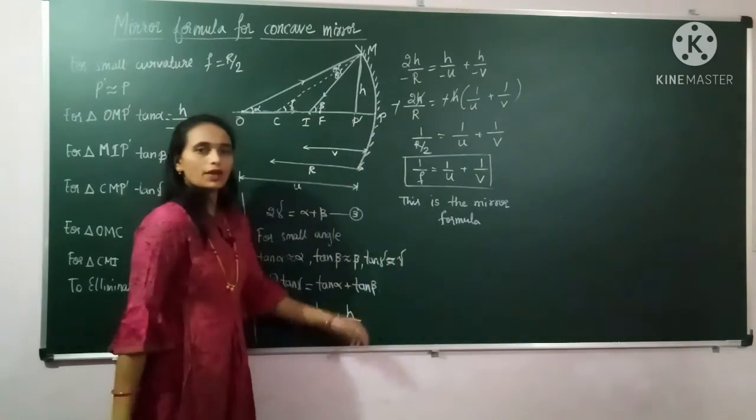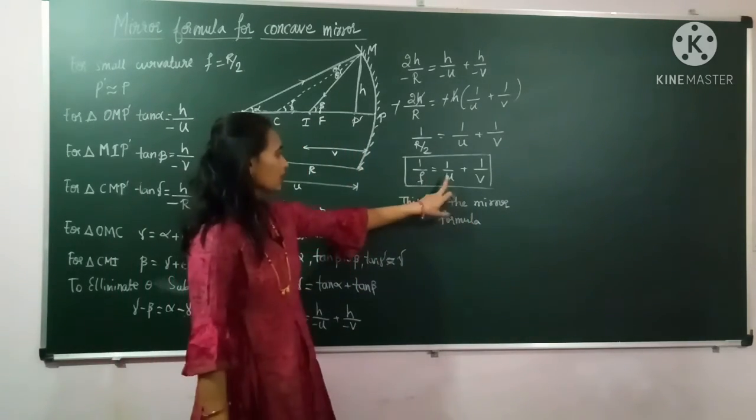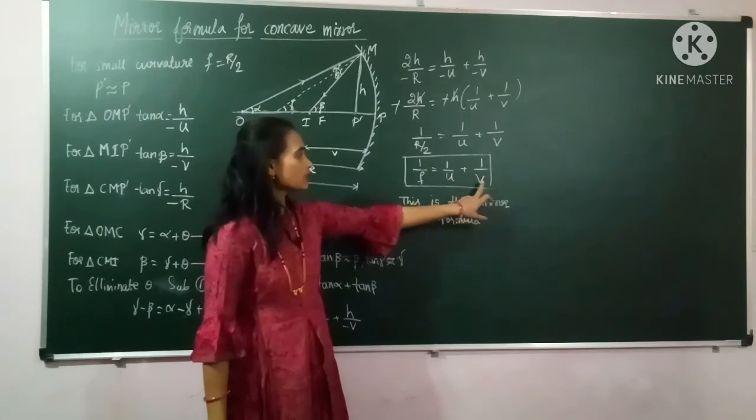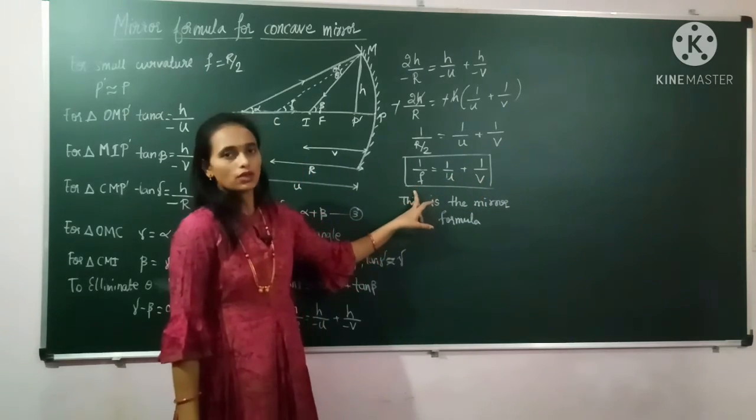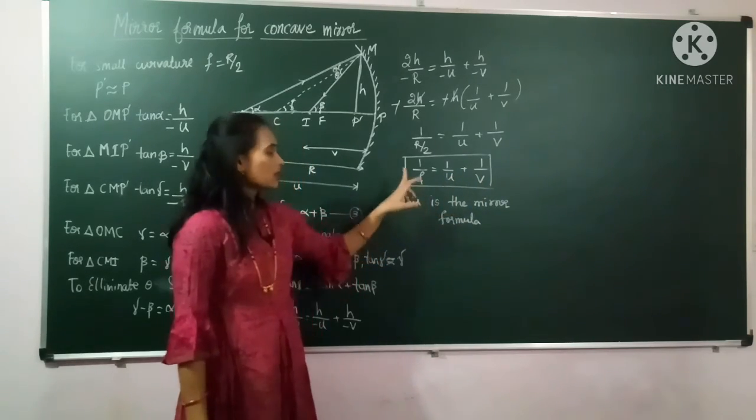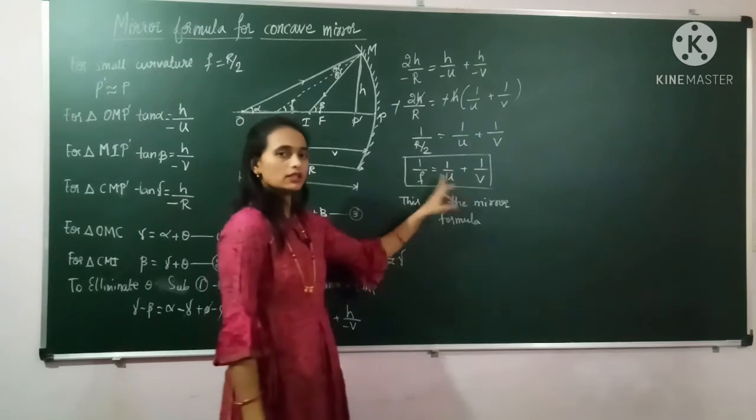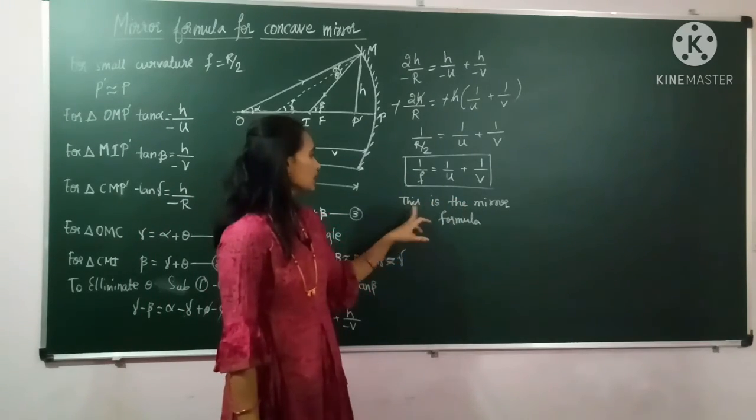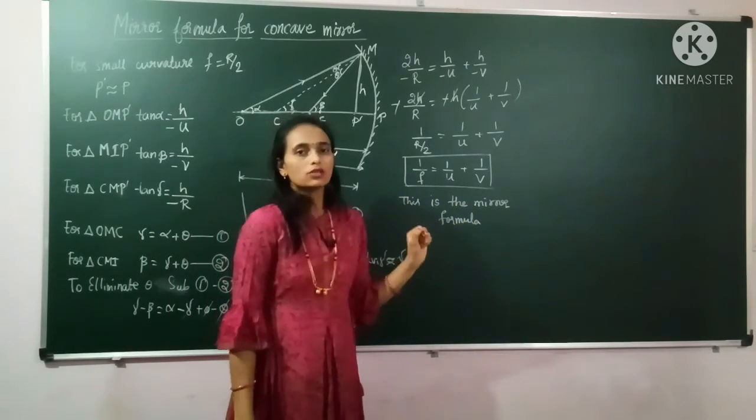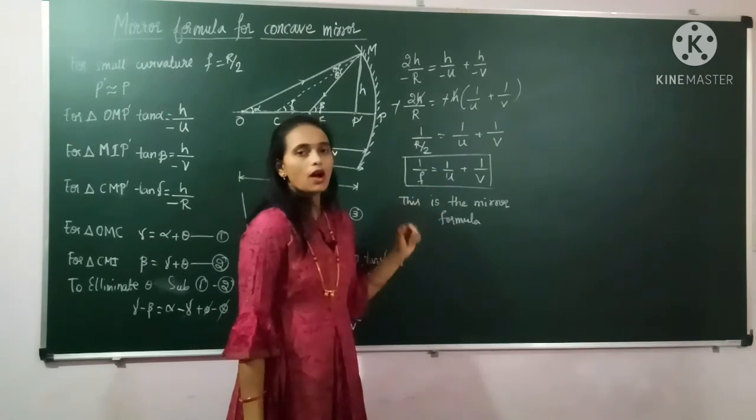This relation is very important to find out the relation between the object distance, image distance and the focal length. So in these three values, if any two values are given, then the third value can be calculated with the help of the mirror formula. So this equation or this formula, how we will use.